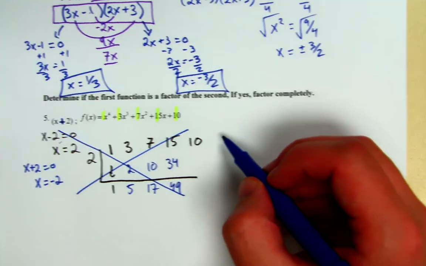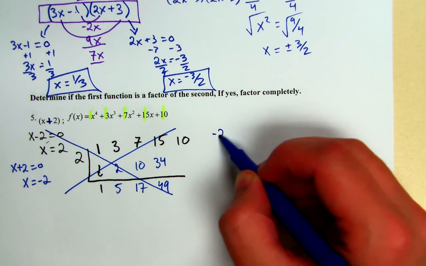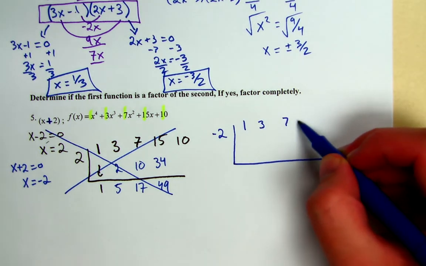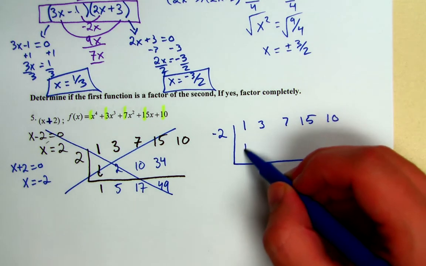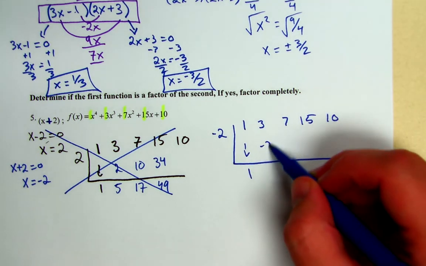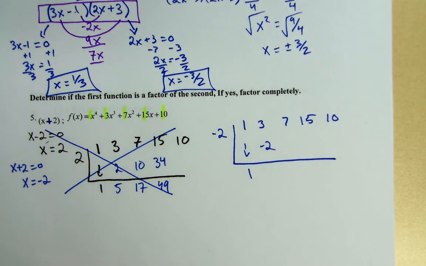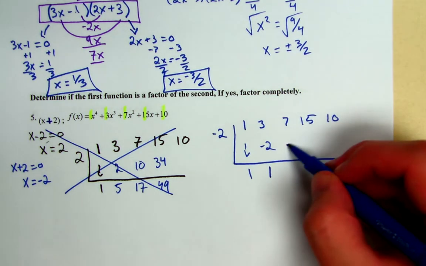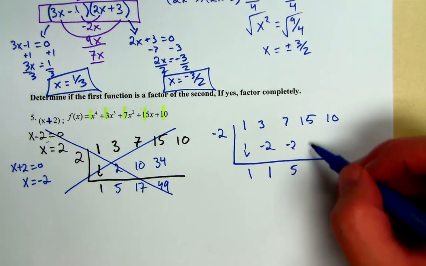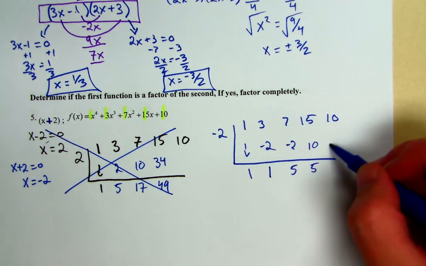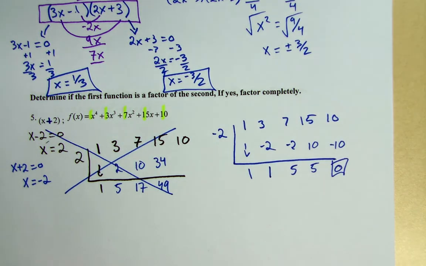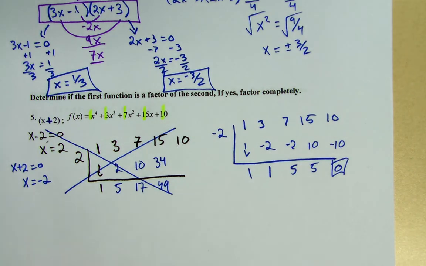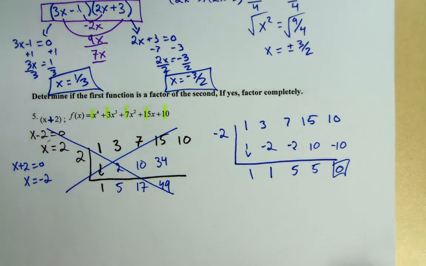Now, let's go ahead and factor that one off to the side here. So negative 2, go ahead, 1, 3, 7, 15, 10. Bring down the 1, negative 2. Add them together, positive 1. Minus 2, we get 5. 10, get 5 again, and negative 10, 0. You should realize that this other one wasn't actually going to end up being a solution. So it's good that we see how that would have gone.